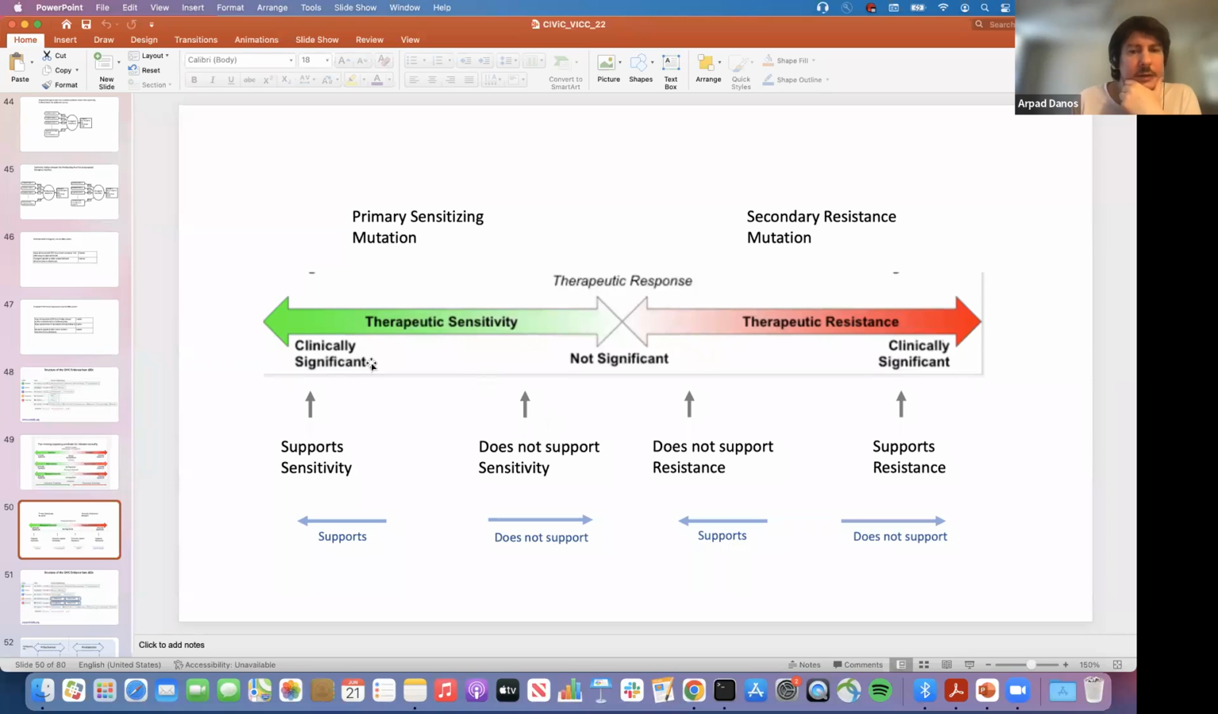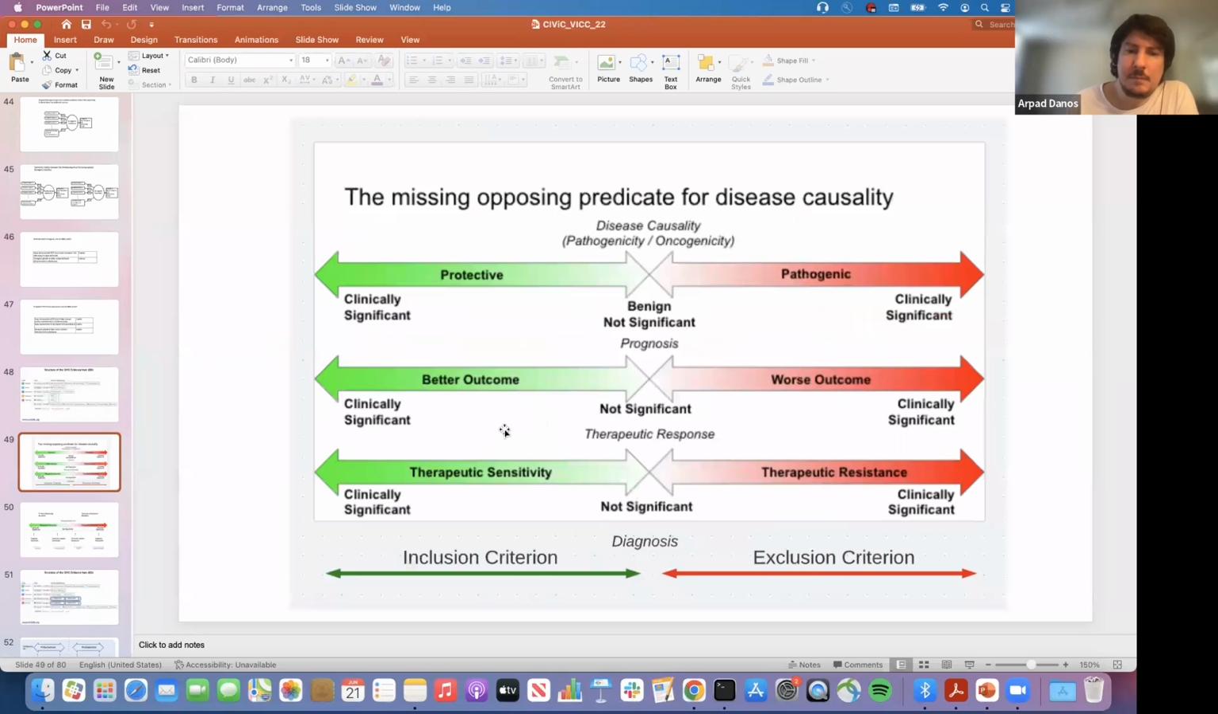So, slightly complex, but I think not too complex, right? These are the ways we're thinking about therapeutic sensitivity and resistance. We also think about better outcome, worse outcome. And Alex Wagner suggested also adding this notion of pathogenic and protective, since we can potentially have these protective variants, both in a germline and in a somatic context.